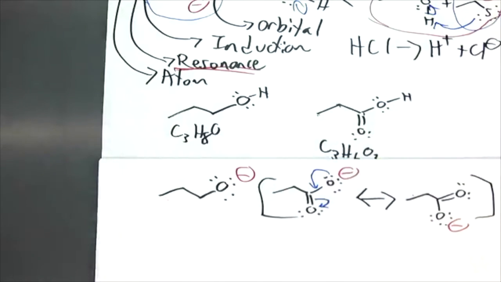Okay, so because the negative charge that you make upon forming a conjugate base is delocalized around those three atoms here, the one carbon and the two oxygens, that molecule is going to be more stable. The conjugate base is more stable, so that means the acid is stronger.